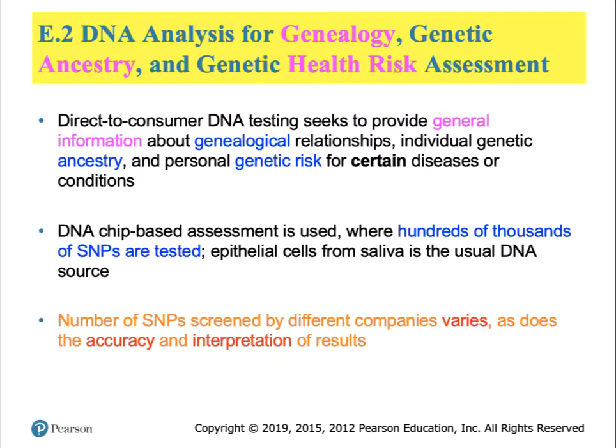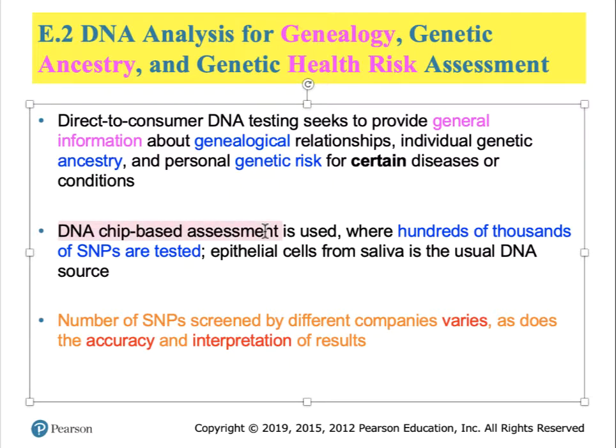The final part of the chapter addresses the genealogy trend, the ancestry seeking trend, and the health risk assessment trend, which is quite popular at this time. The authors of the book have placed these under the title of direct-to-consumer DNA testing services. The technological trends towards DNA chip-based assessments has reduced the cost and increased the throughput, allowing these companies to process huge numbers of samples without too much difficulty.